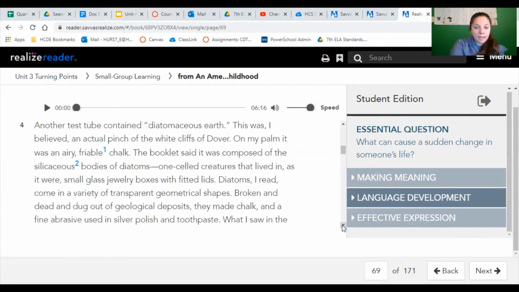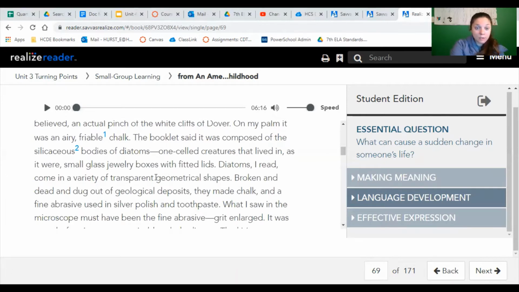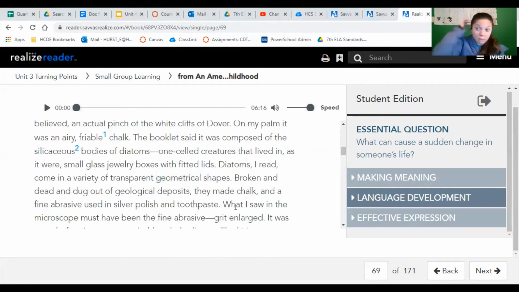So for example, if you didn't know what the word geometrical meant, what could you do? First of all, you could use context clues. Diatoms, I read, come in a variety of transparent geometrical shapes. So I'm guessing geometrical describes how the shapes are. It's a descriptive word having to do with shapes. If you can't figure it out using context clues, you can always look it up.